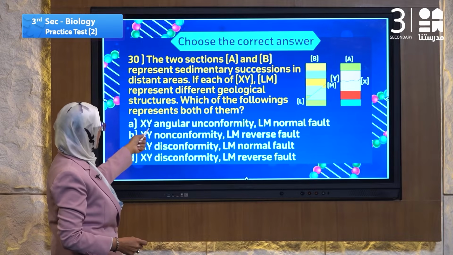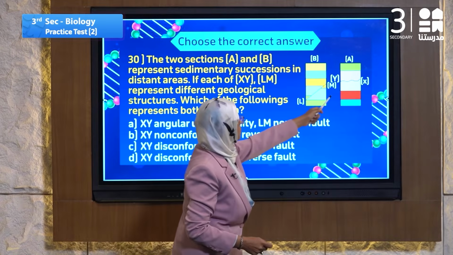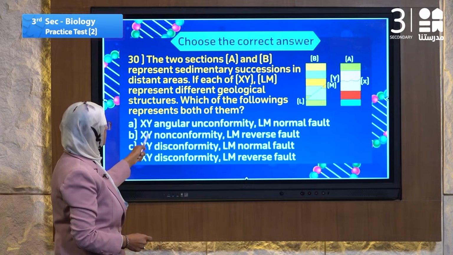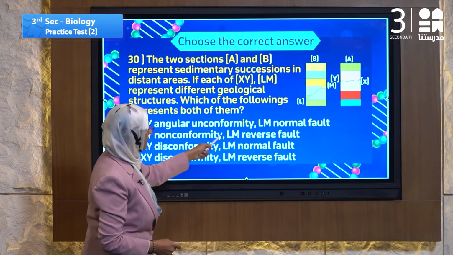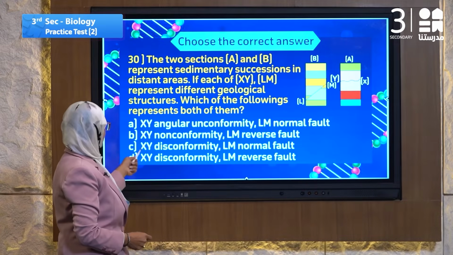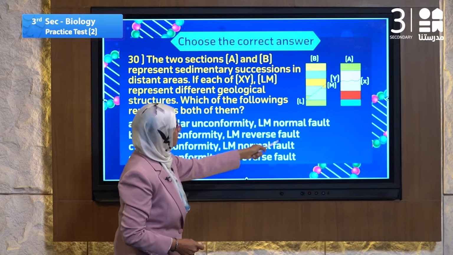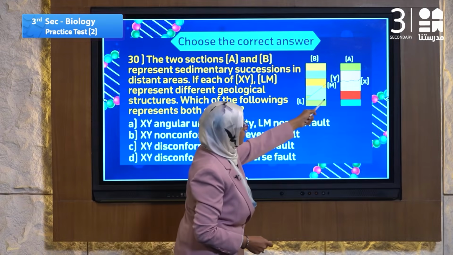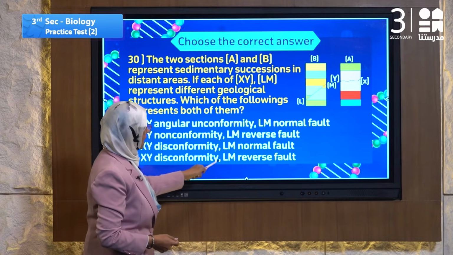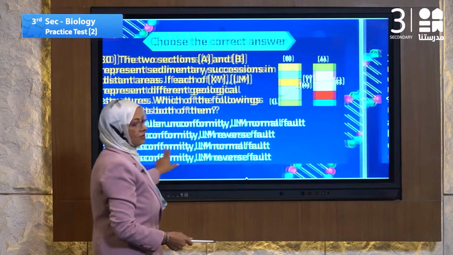First, A: XY angular unconformity, LM is a normal fault. Okay. B: XY non-conformity, LM reversed fault. Okay. C: XY disconformity, LM normal fault. D: XY disconformity, LM is a reversed fault. Let's go to the answer.